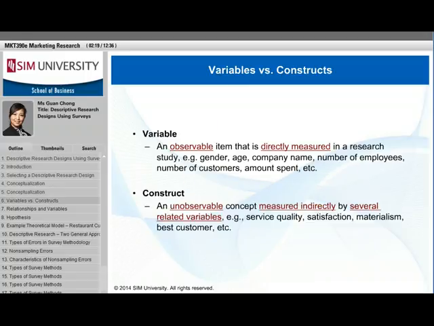A variable is an observable item that is directly measured in a research study. For example, gender, age, company name, number of employees, number of customers, amount spent, etc. A construct is an unobservable concept measured indirectly by several related variables. For example, service quality, satisfaction, materialism, best customer, etc.